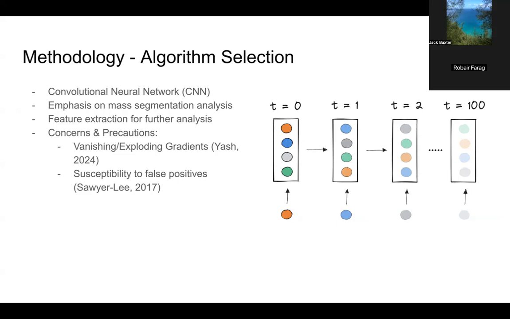Similarly, this gives us the ability to choose different feature extractions within the network for further analysis on the image, especially considering we wanted to integrate another AI algorithm. And in preparation for our project, we identified two of the biggest concerns that the larger AI community has with CNN usage in image classification, those being vanishing or exploding gradients and the overpresence of false positives in classification.